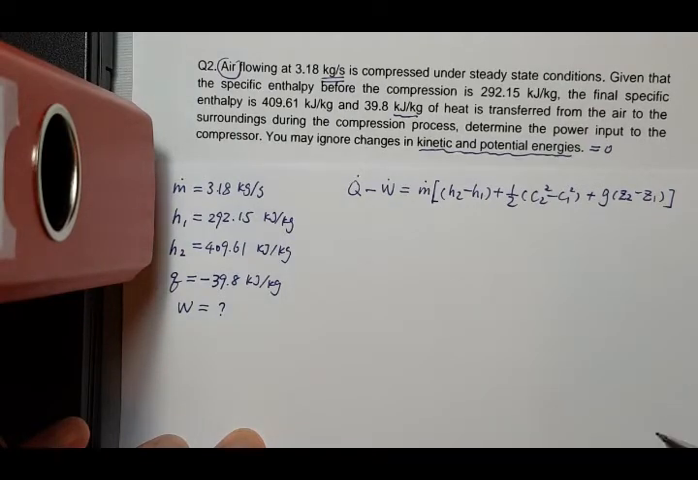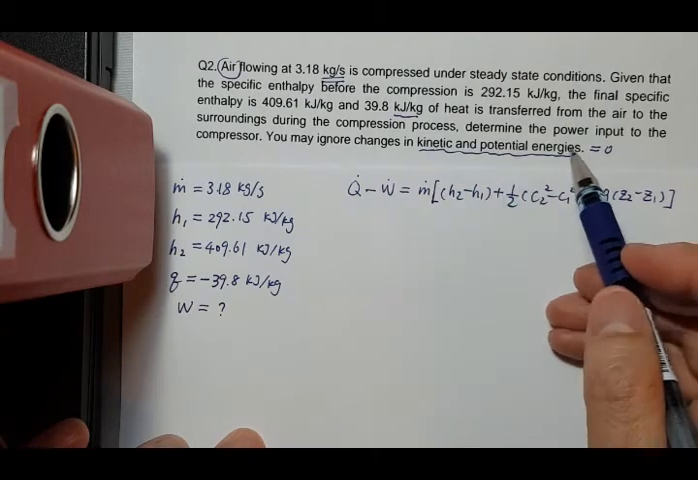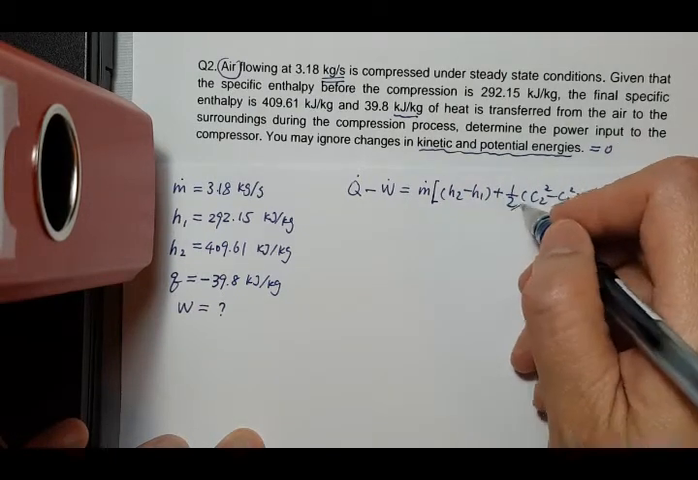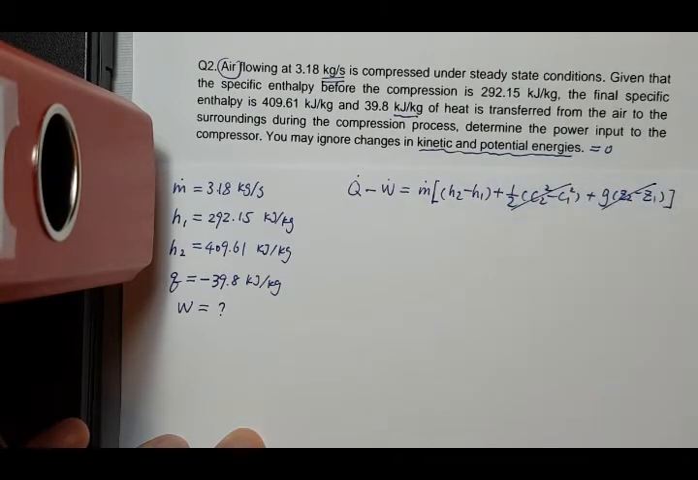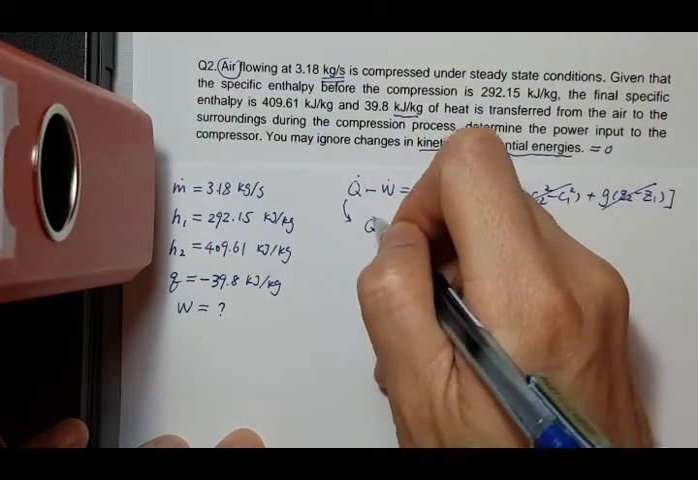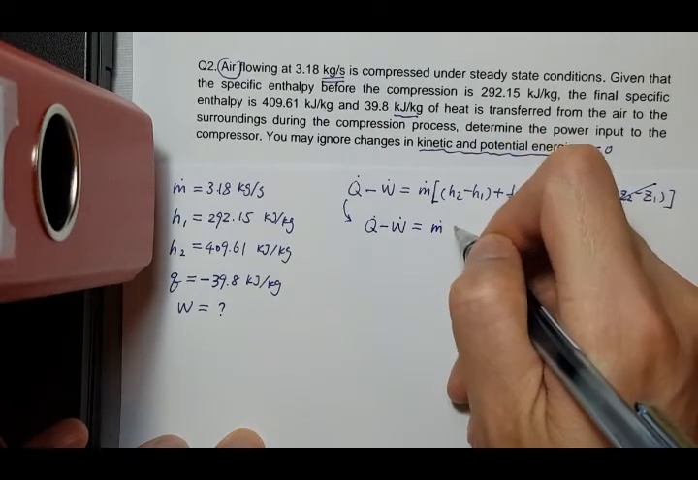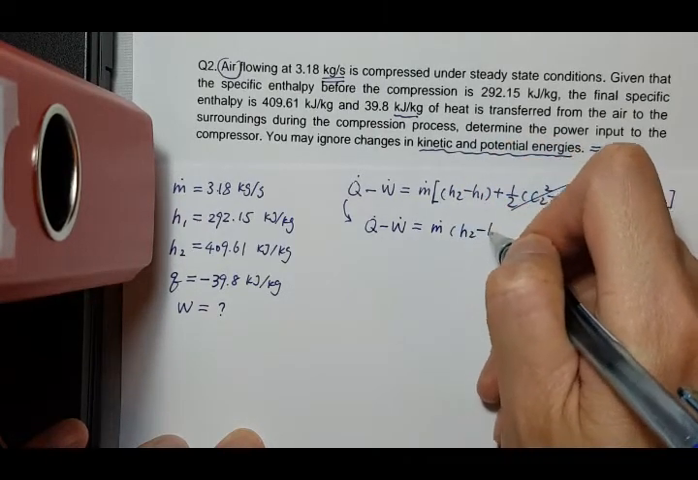Okay, so in this case, we know that we ignore changes in kinetic and potential energy. It basically means that these two terms can be just ignored. And then the long equation can be further simplified as Q dot subtract W dot equals M dot (H2 subtract H1).